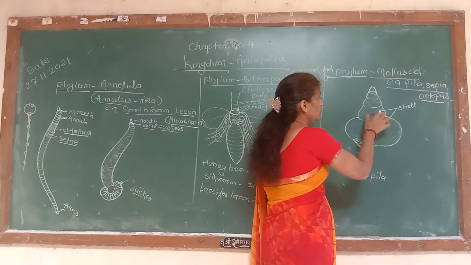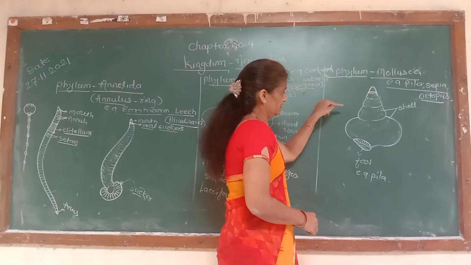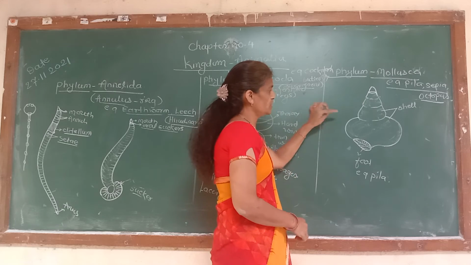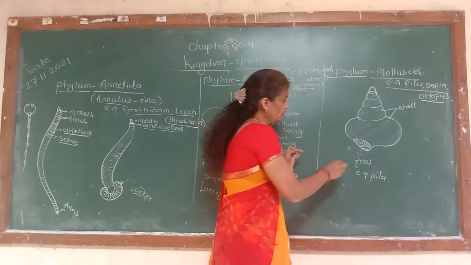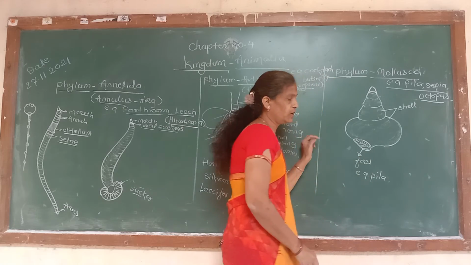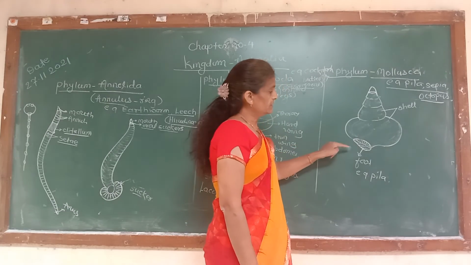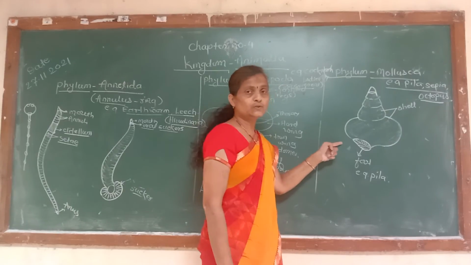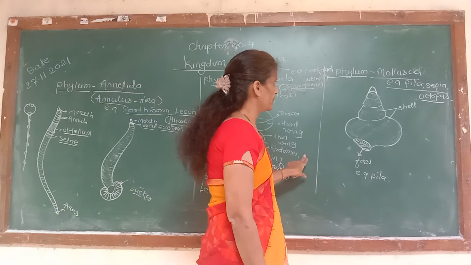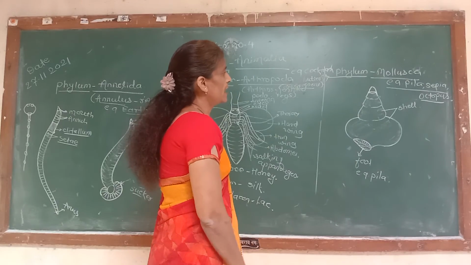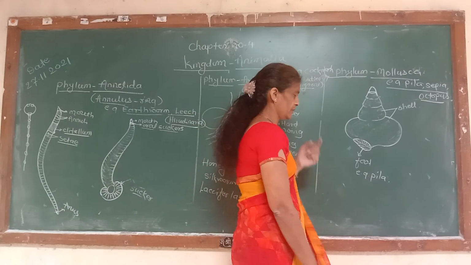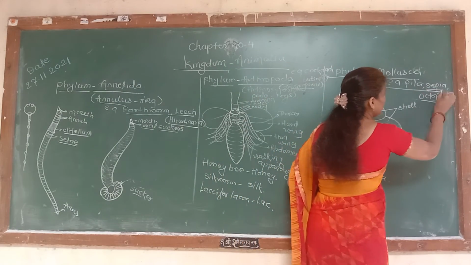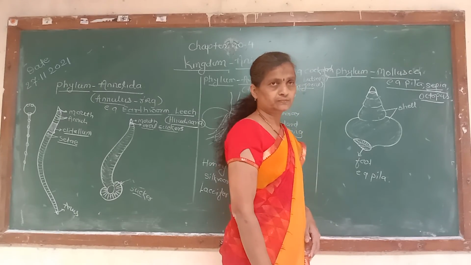Visceral mass is enclosed inside the body, in the shape of the shell, and it is twisted like this. The foot is present on the posterior end of the body, and it is useful for creeping movement. Now, the circulatory system of that animal is open type, except in the case of Sepia, where it is closed type of circulation.